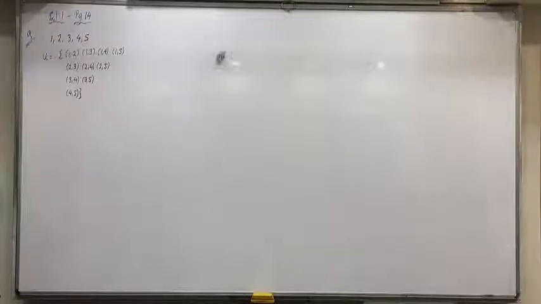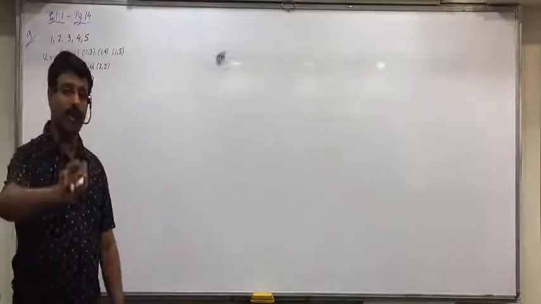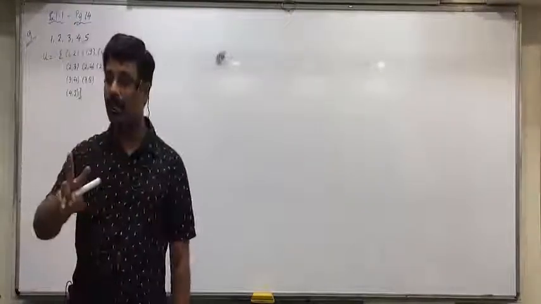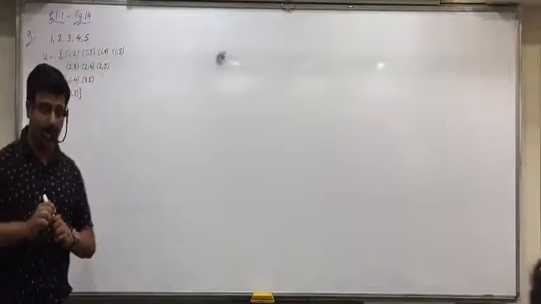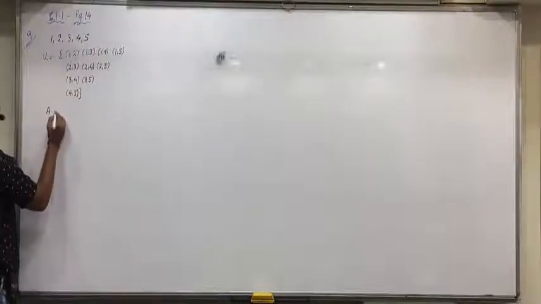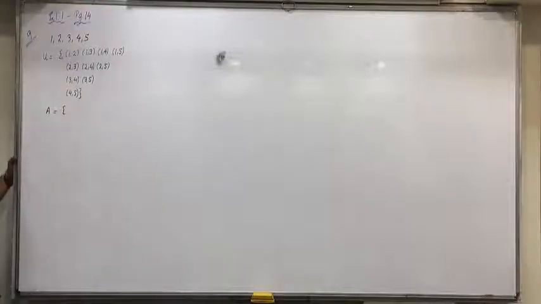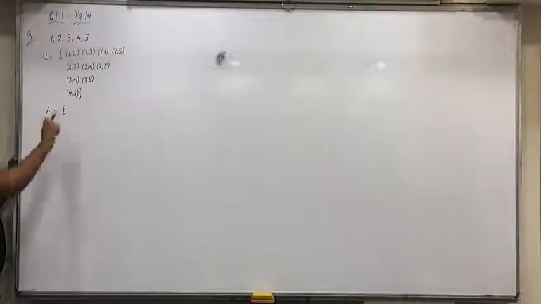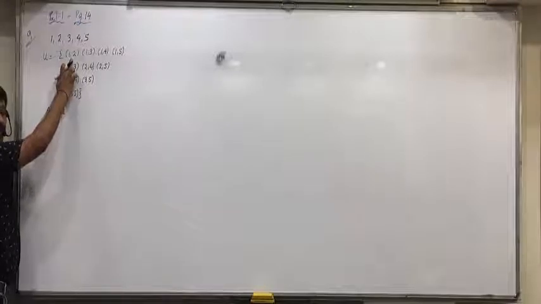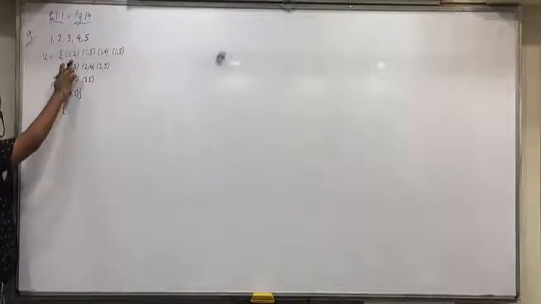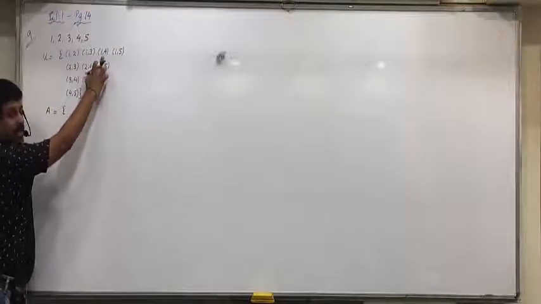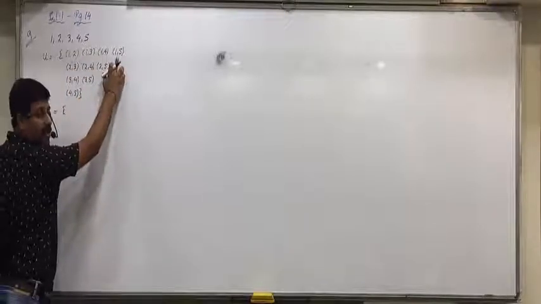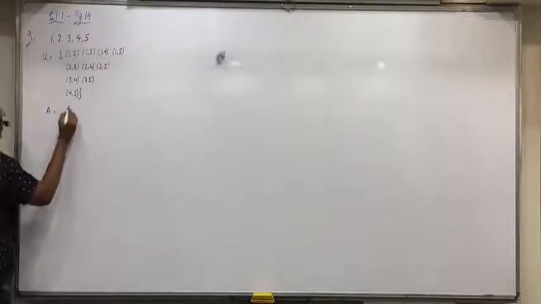It is denoted by event A. We don't have to define the event, it is already mentioned. The sum of 2 numbers is at least 6, denoted by A. Sum is at least 6 means more than equal to 6. What is 1 plus 2? 3. Will it be included? No, it is not more than equal to 6. 1 plus 3? 4 will not be included. 1 plus 4? 5. 1 plus 5? 6 will be included. So write 1, 5.